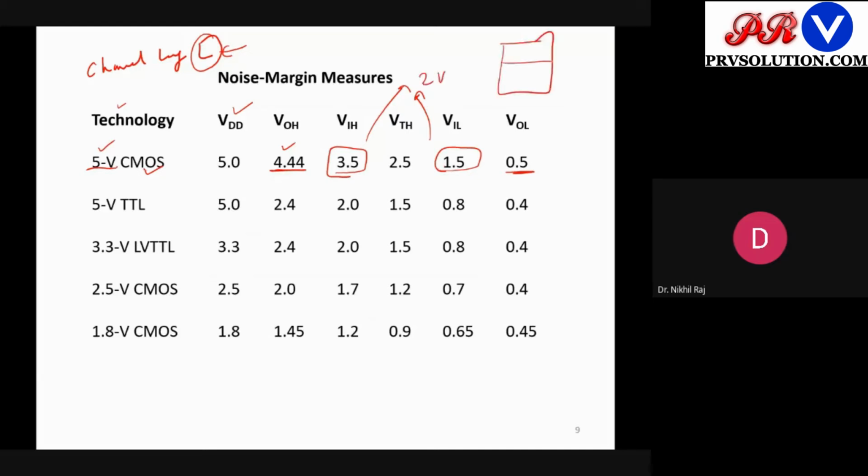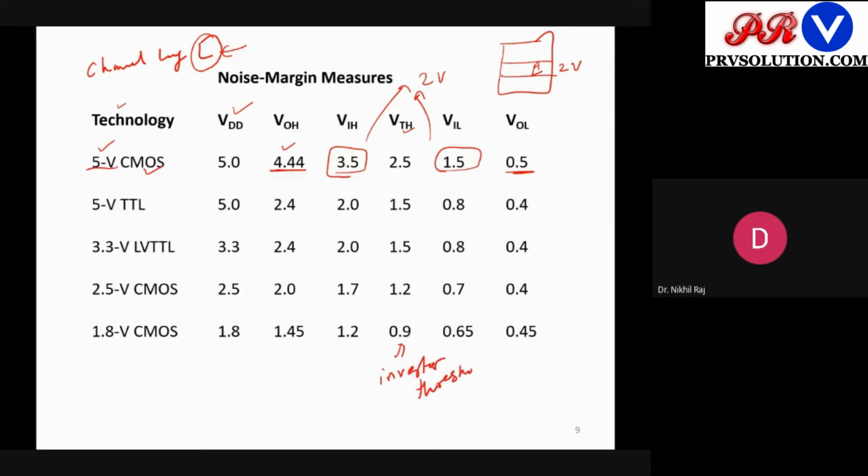So in the noise margin, this region is nothing but 2 volt. Okay, 2 volt is the transition range. And there is a third parameter called VTH. VTH voltage is called the inverter threshold voltage. This VTH is your threshold, but this threshold is your inverter threshold voltage.